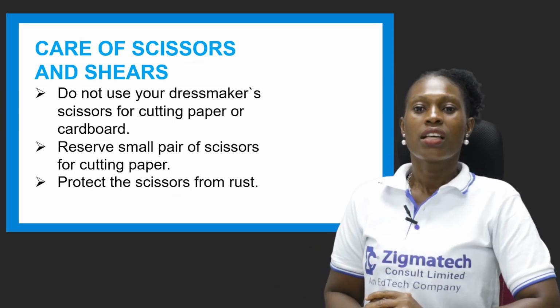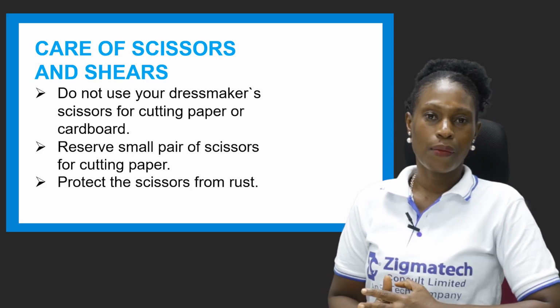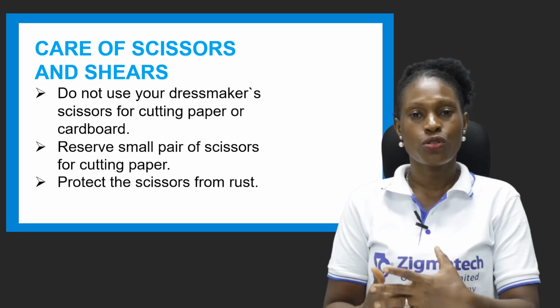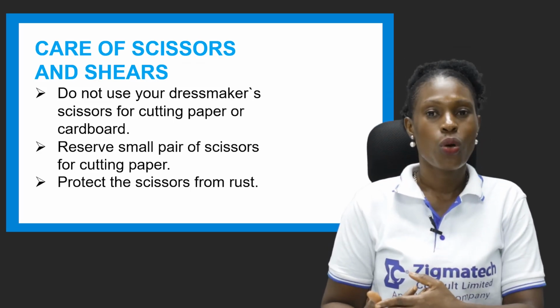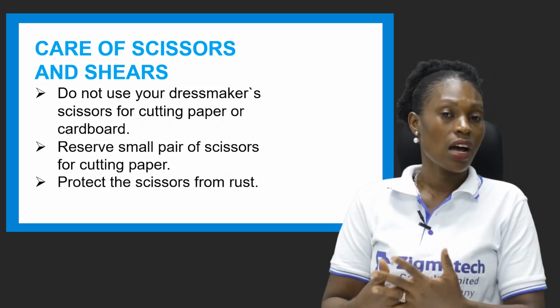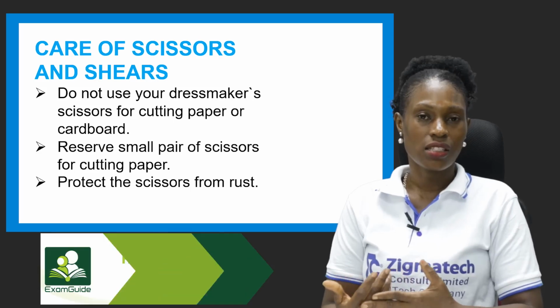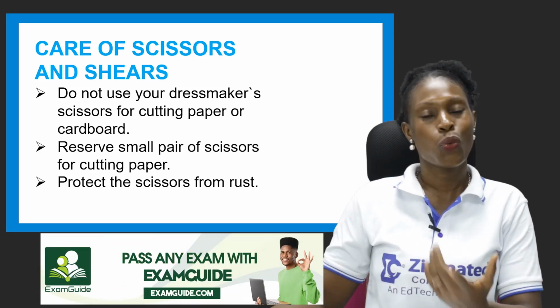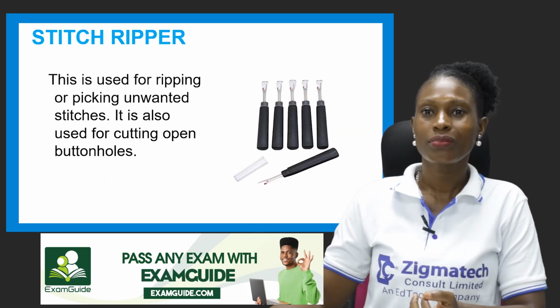Another one is to protect the scissors from rust. You need to protect it from rust. If the scissors begin to get rusted, it's not going to work effectively for you. So you have to make sure you do not let it come in contact with water or liquids whatsoever, so it doesn't start to get rusted. That's one way you can care for your scissors and shears.